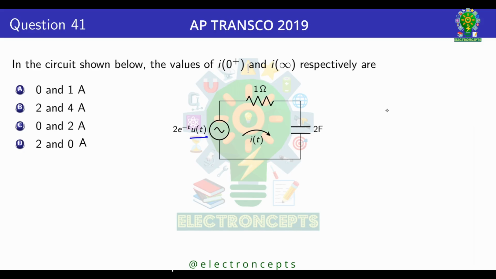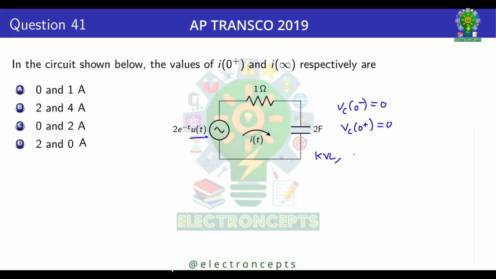Therefore, voltage across capacitor Vc of 0 minus will also be equal to 0, and at t equal to 0 plus, from initial conditions, since the capacitor does not allow sudden changes in voltage, voltage across capacitor at t equal to 0 plus will also be equal to 0, that is Vc of 0 plus will be equal to 0.